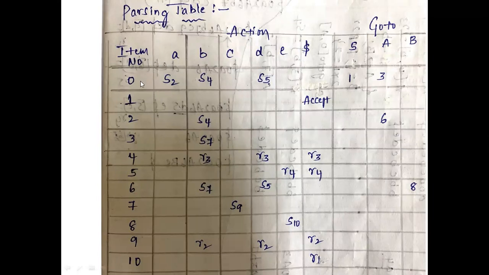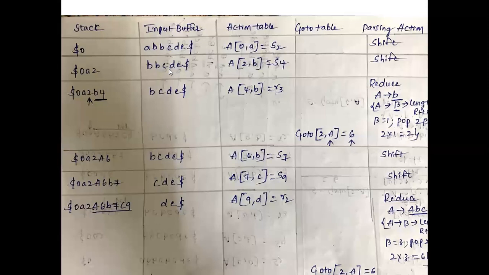Looking at the action of 0 with A from the parsing table, it is S2. S2 means we need to perform the parsing action, that is shift. What are we shifting here? The input symbol from the input buffer along with the number. That means A and 2 are shifted and pushed onto the stack. Initially my stack was 0, and now my stack contains 0, A2, right?